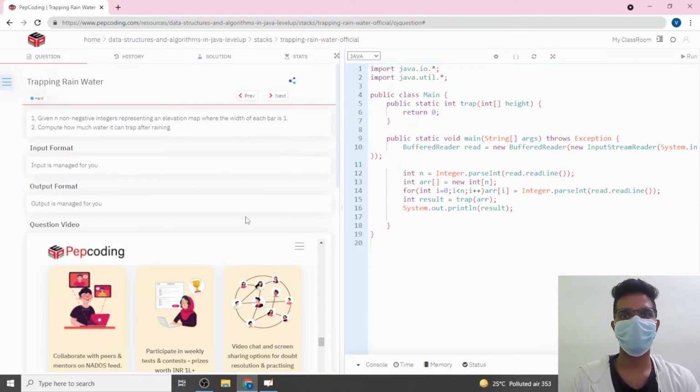In this video, we are going to discuss our question, trapping rain water. In the input, we are given a number of non-negative integers that represent elevation, where the width of each bar is 1. And we are required to calculate how much water it can trap after raining. Let's understand our question better.